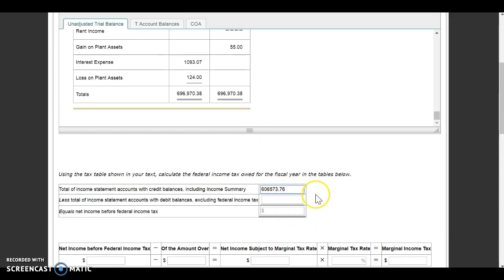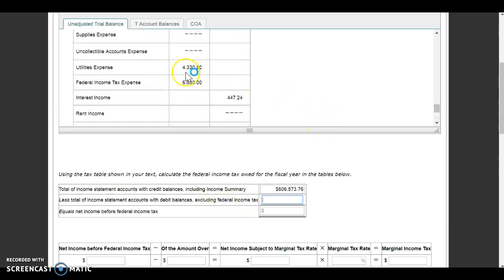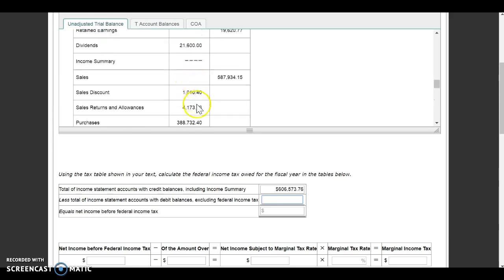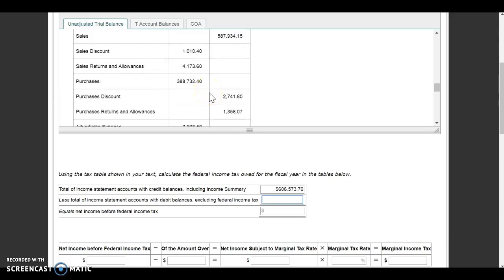Okay, so I should get for my balance $606,573.76. My next step to fill in says less total of income statement accounts with debit balances excluding federal income tax. So again, I'm looking at my unadjusted trial balance. I need to start at my income summary and work my way down looking at those debits. I need to make sure that I add any accounts that have been changed. So I need to look at both of these.